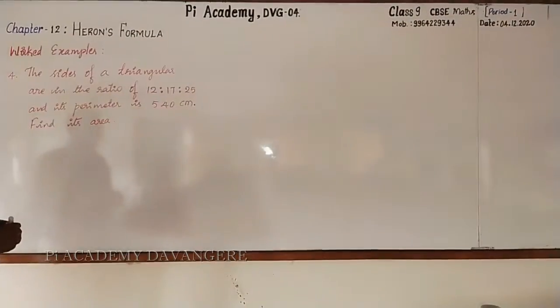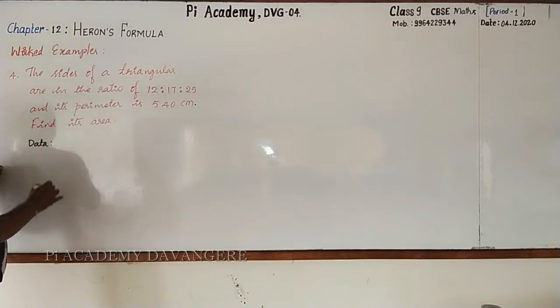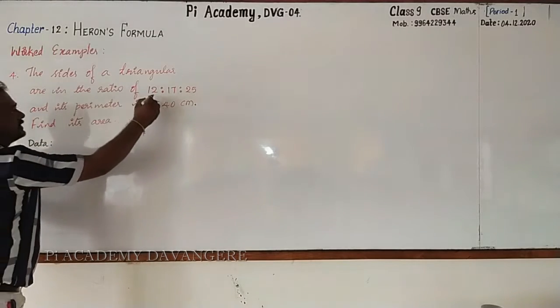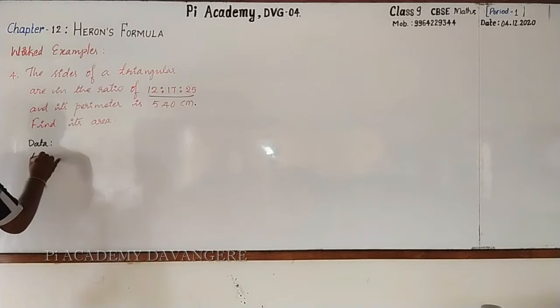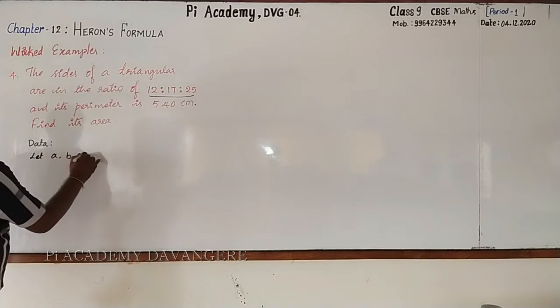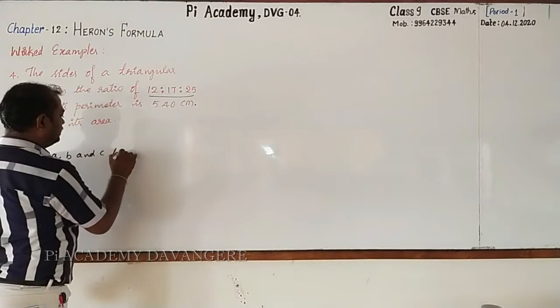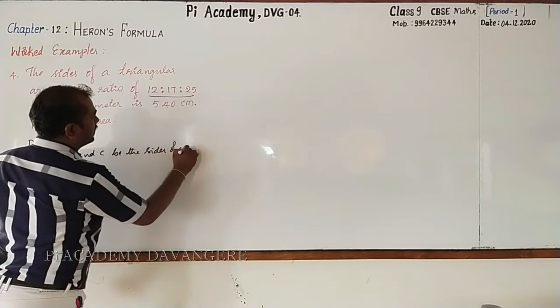Now observe. So first let me write the data. Here also they have given the sides in the ratio 12:17:25. So let me assume A, B and C as the sides of the triangle.